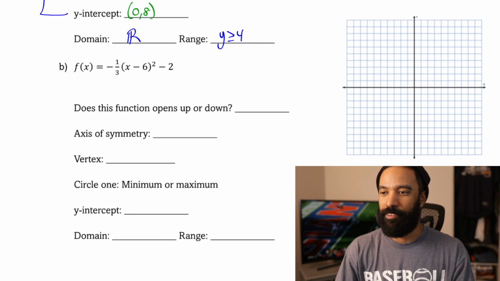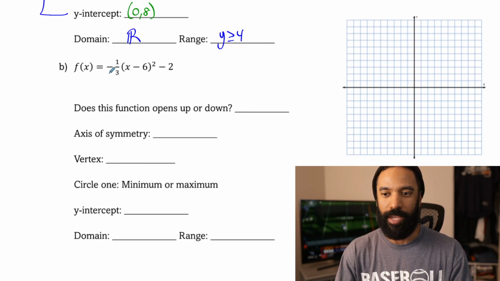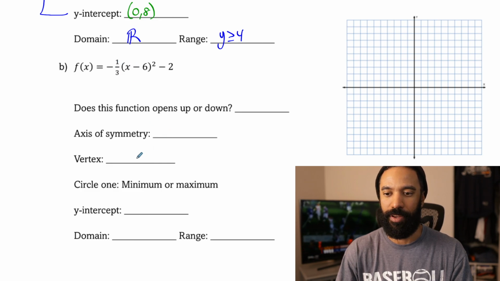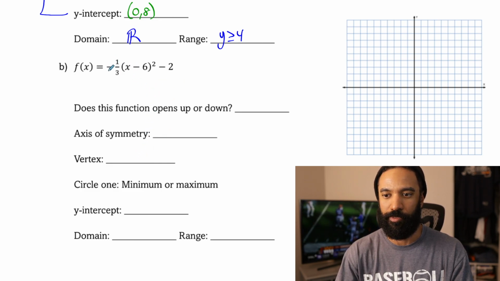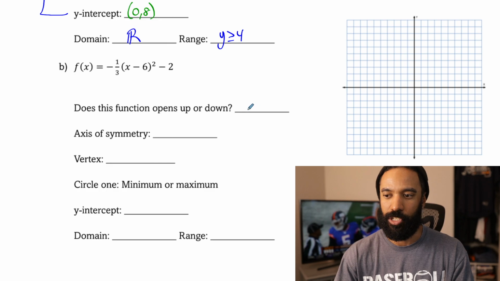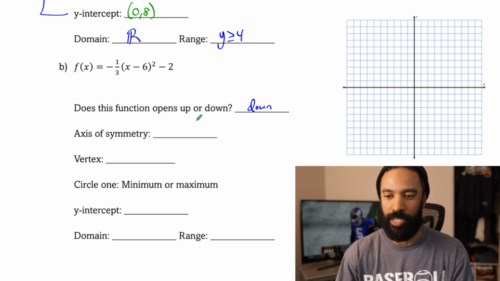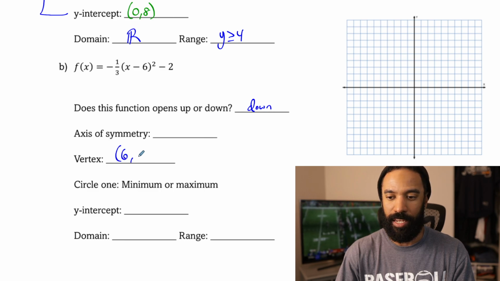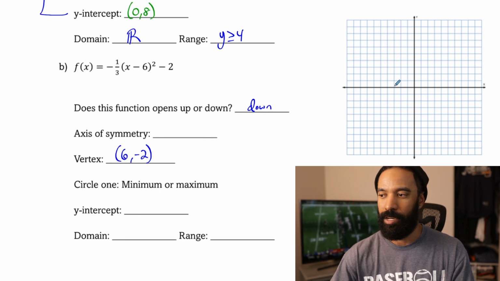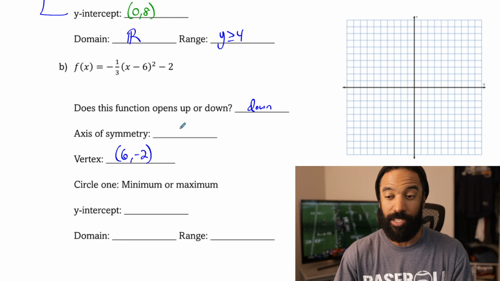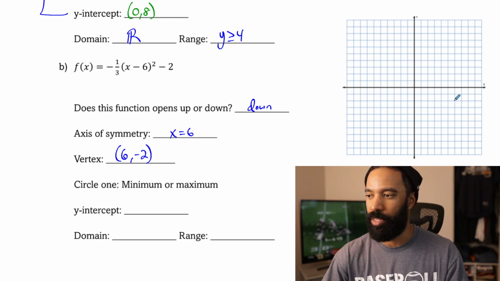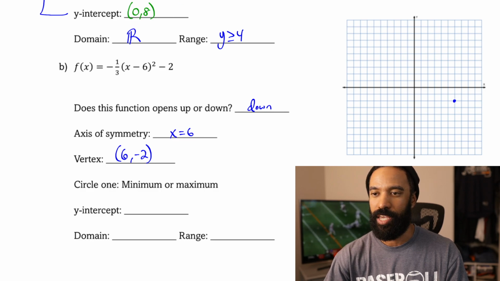Number 2, we have another vertex form written equation, only with a negative 1/3 out in front this time. So let's try and do some of the same things as before. Because this is negative, guys, this graph is going to open downward, and we'll see that when we draw the graph itself. The vertex (h, k) is (6, negative 2). And with that in mind, the axis of symmetry is at the x equals h equation, so x equals 6. So immediately, I know that I'm going to have the following things happen.